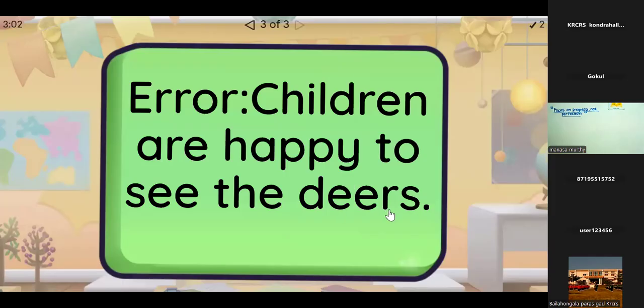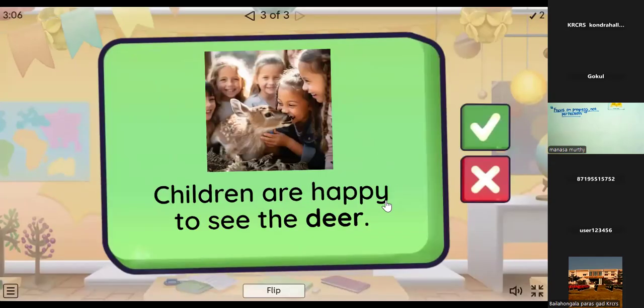It isn't deers. It is just deer, ma'am. Very good. Because the word deer in its plural form also retains as deer itself. It isn't deers. Like we say monkey, monkeys, donkey, donkeys, dog, dogs. Deer doesn't have a plural form as deers. It is just deer alone, even in plural form.